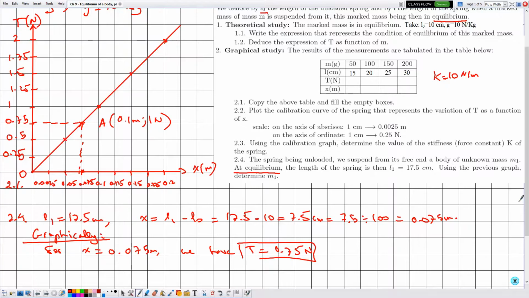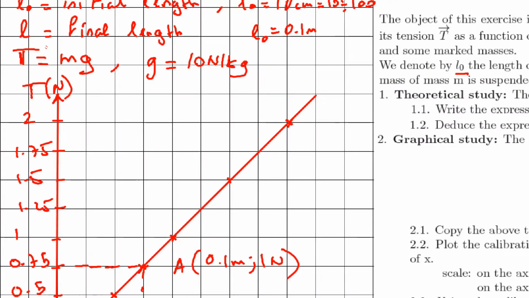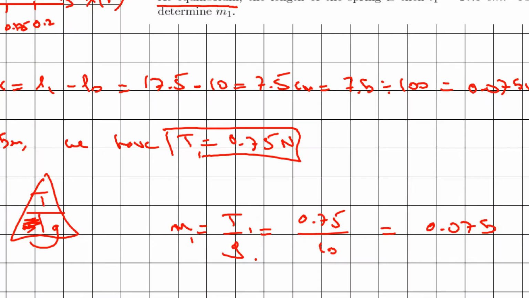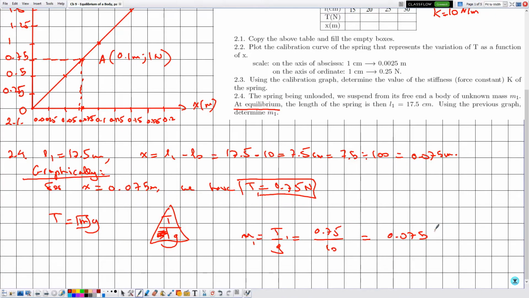Now after we have determined the value of T, T and M are related via the following formula. T is equal to M multiplied by G. We are interested in determining the value of M. Constructing the triangle here, because we have multiplication, T will be at the top, M and G at the bottom, covering with our hand the M. So M is given by T divided by G. So this is M1 labeled by the tension T1 for the length L1, then 0.75 divided by 10 is equal to 0.075. Since both T1 and G are expressed in the SI, the value of M1 will be in the SI, which is kilograms. So M1 is equal to 0.075 kilograms.